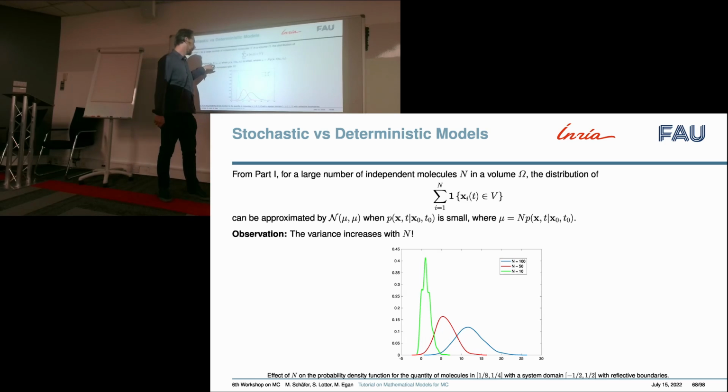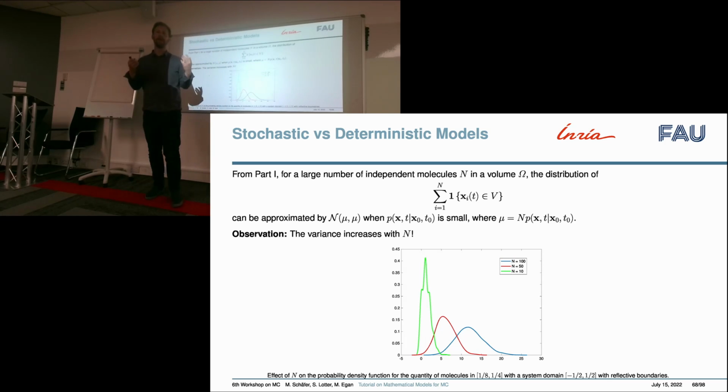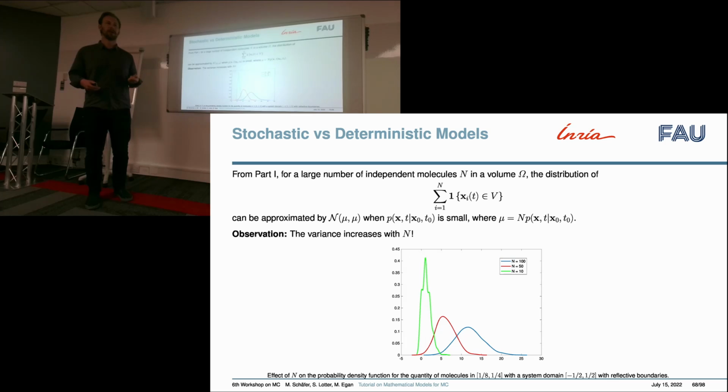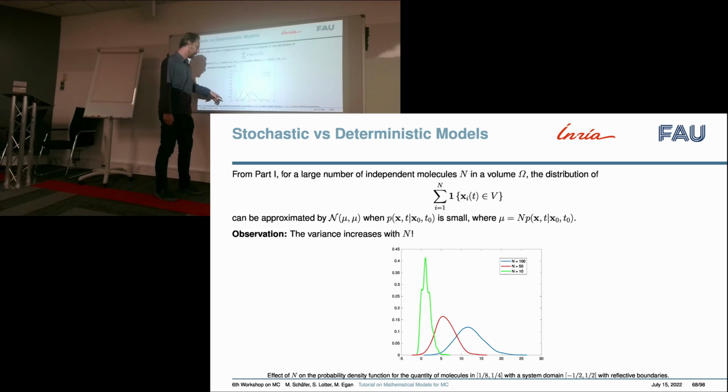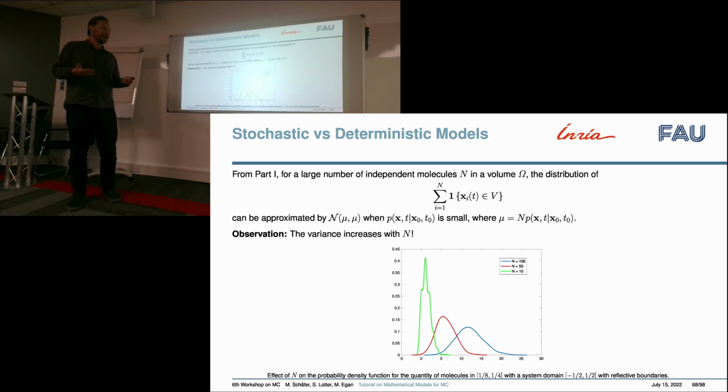But this mu parameter, this parameter of the mean and the variance of this Gaussian model, it depends linearly on n. So in fact, if you fix the volume and you increase the number of molecules you put into the system, and you're interested in the quantity of molecules in a particular region, then you end up with this kind of behavior. So as you're increasing the number of molecules, your variance is increasing as well, right? So what this is suggesting in some sense is you're increasing the number of molecules of the system, and the uncertainty about the number of molecules in a particular region is actually increasing.